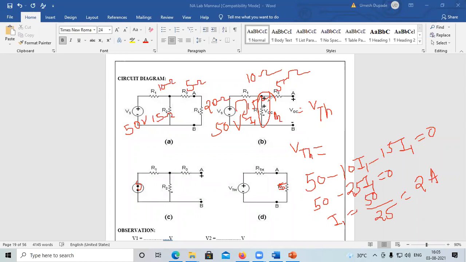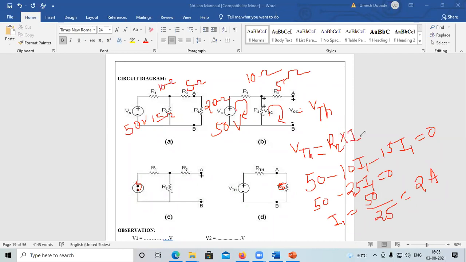Now, from current I1, we will calculate the VTH. From the value of current I1 we can calculate VTH because the VTH is nothing but the voltage across this resistance. So VTH is the voltage across that resistor. So if you apply KVL to this mesh also, you will get the value of VTH, because this resistance value and the current flowing from this is nothing but 0. So VTH is equal to R2 into I1.